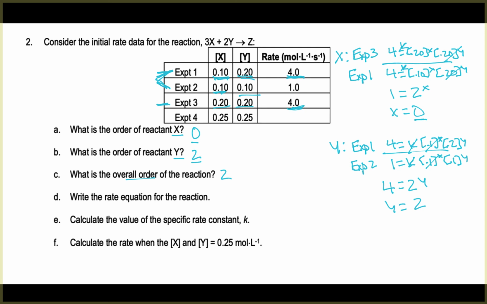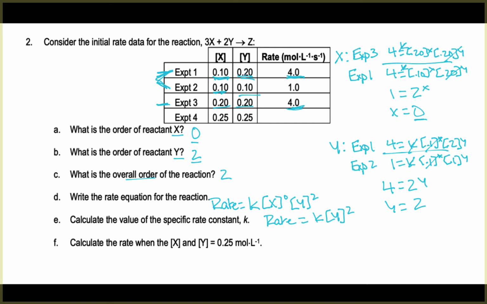And then to write out the rate law or the rate equation, I'm going to say rate equals k. And I'm going to write this, but then I'm going to rewrite it. So x to the 0 we're not going to include, but I'm going to put it there just so we can kind of follow where it went. So then you would end up with rate equals k times y to the second.